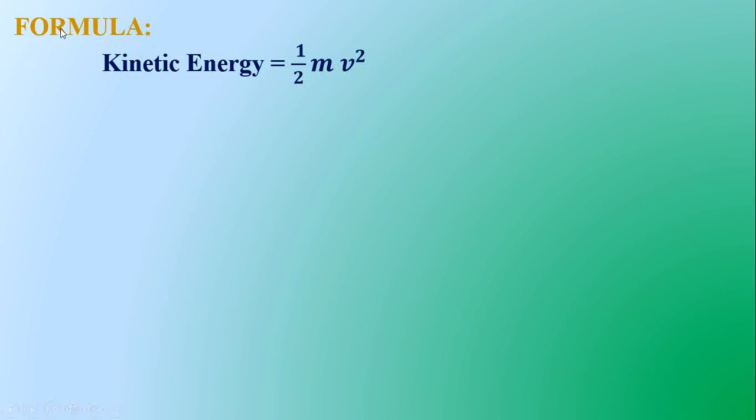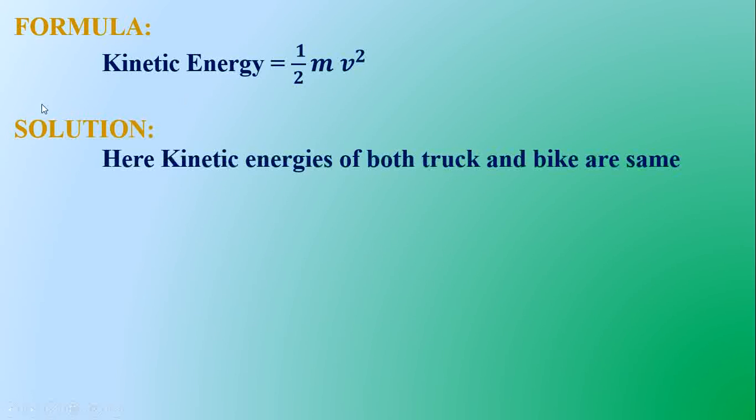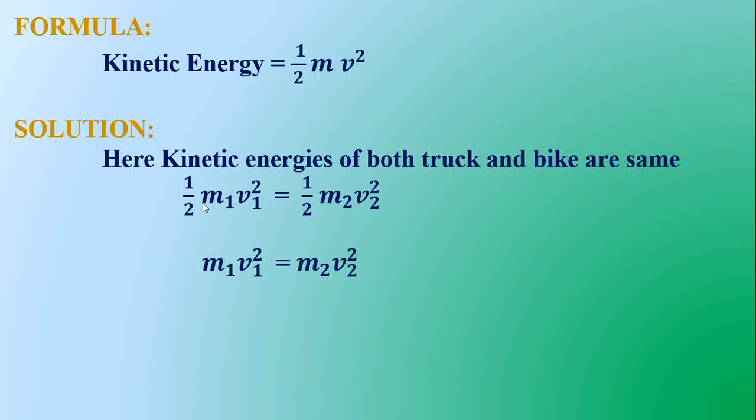So, the formula to use is kinetic energy is equal to half mv squared. So, the solution for this problem, here the kinetic energies of both truck and bike are same. So, we have to write it as 1 by 2 m1 v1 square is equal to 1 by 2 m2 v2 square. That is, the kinetic energies of both truck and bike are same. So, we consider that truck has mass m1 and bike has mass m2.